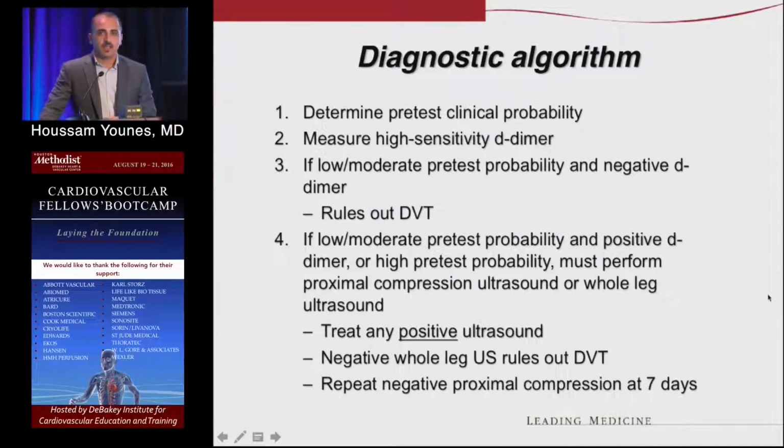So what's the diagnostic algorithm? We determine pretest clinical probability. History. Is the patient high risk for DVT? Measure D-dimer to rule out. And then combine both. If the patient has low or moderate pretest probability and negative D-dimer, there's no DVT. If the patient has positive D-dimer or moderate to high risk, you have to get an ultrasound.